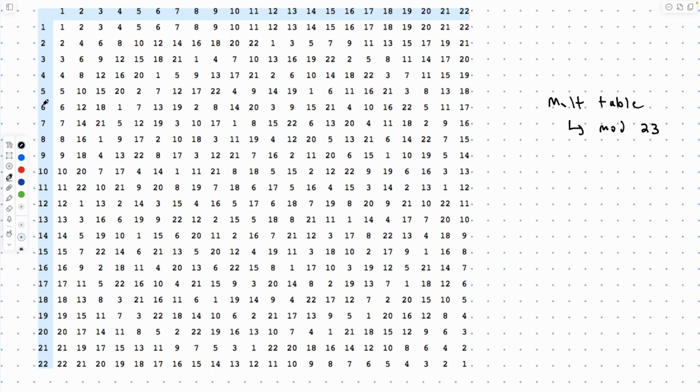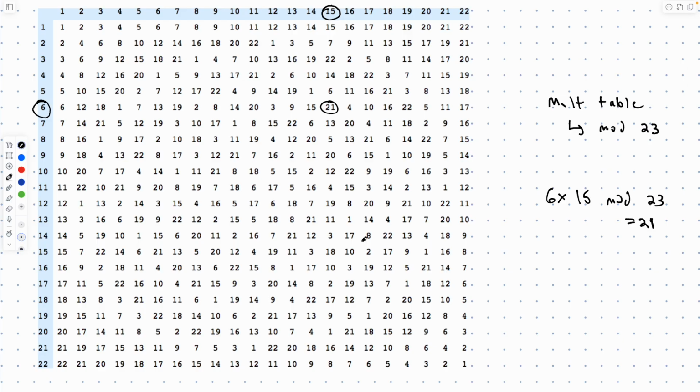Okay, so if I want to know what is 6 times 15 mod 23, I can use the table. So I start at 6, I find 15, and my answer is going to be 21. Okay? All right, so this is a multiplication table.